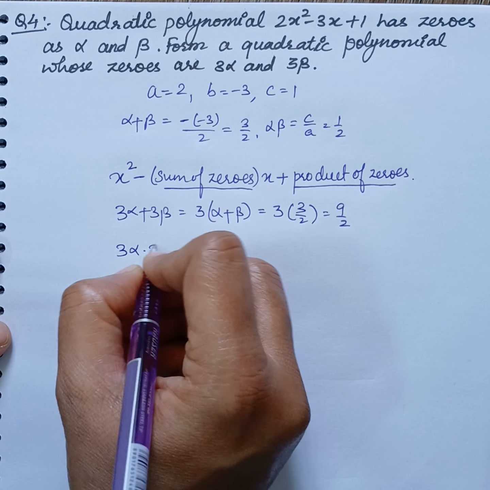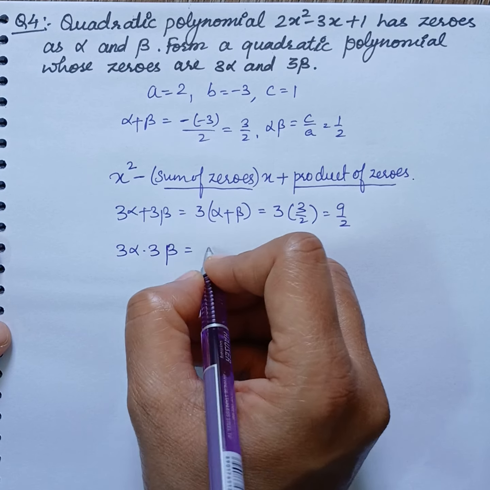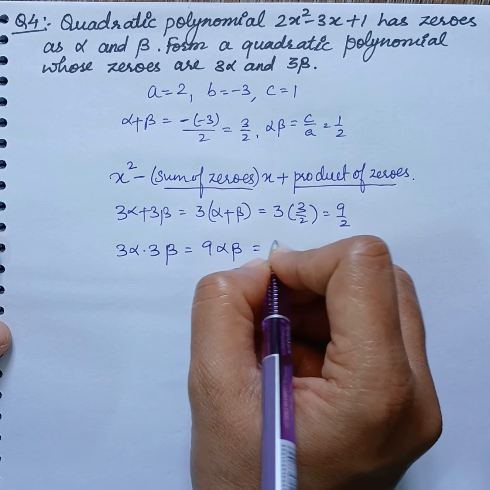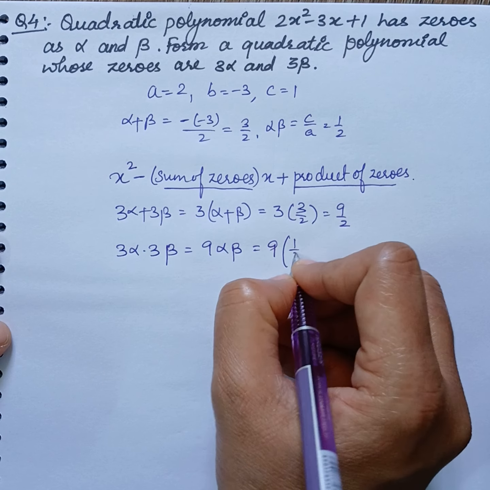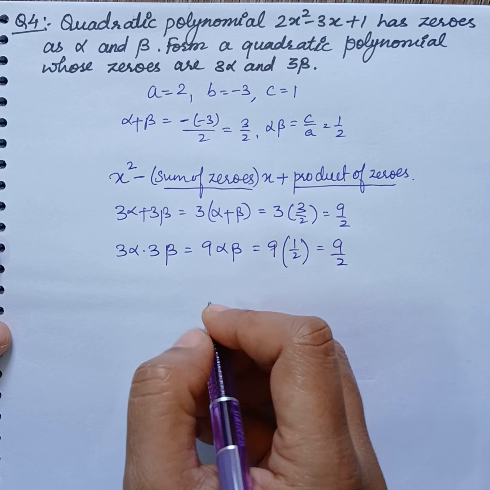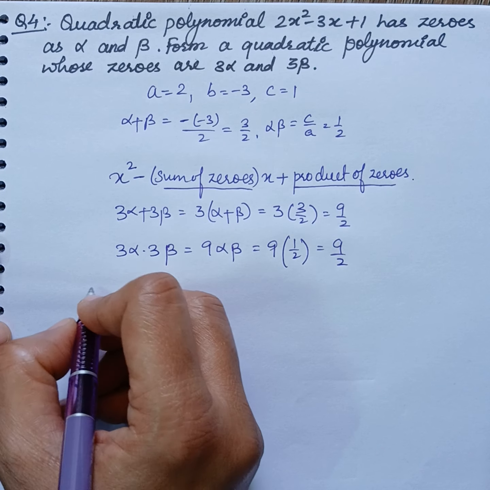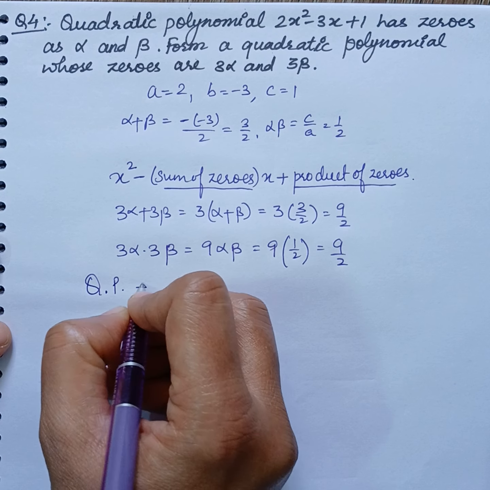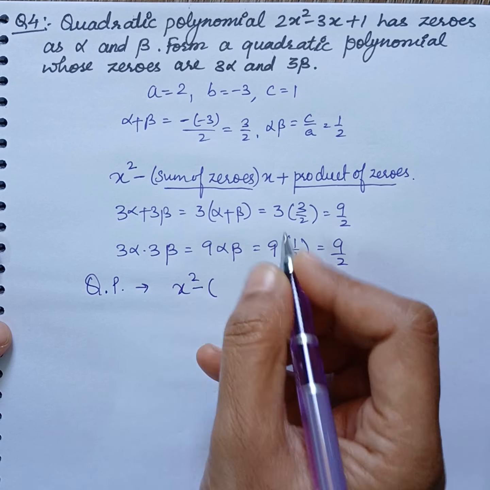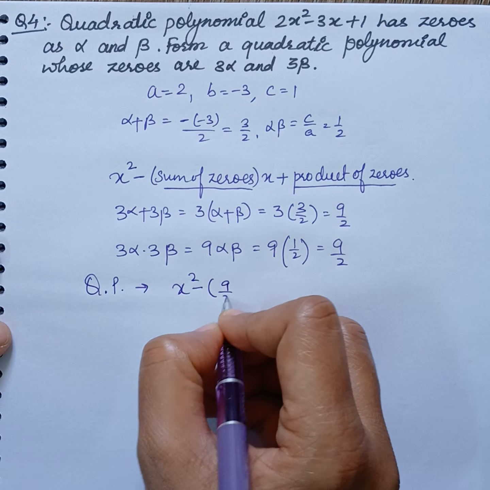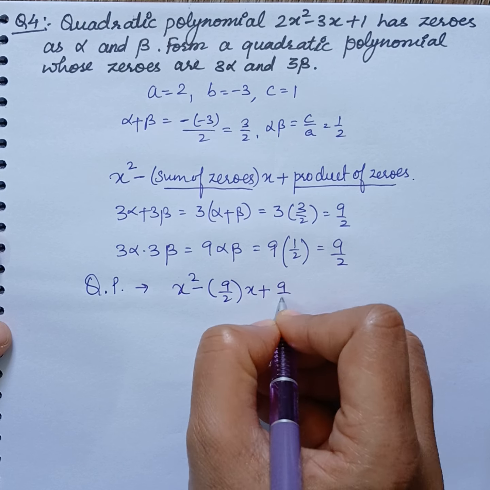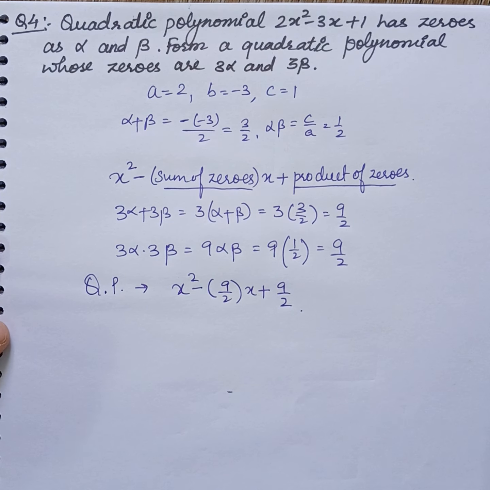And now I will find the product. What is the product? 3 alpha into 3 beta is 9 alpha beta. Now what is alpha beta? It is 1/2. So this is also 9/2. So what is the quadratic polynomial? The required quadratic polynomial is x² − (sum of the roots, which is 9/2)x + (product of the roots, 9/2). So this is the required quadratic polynomial.